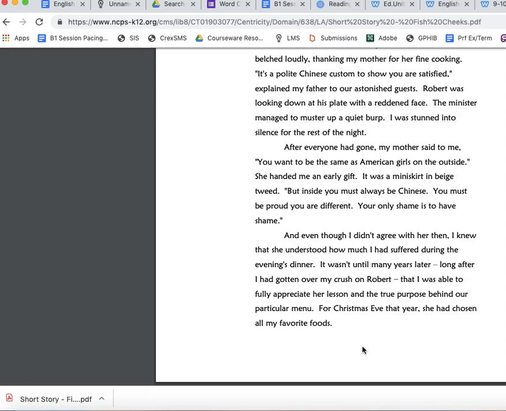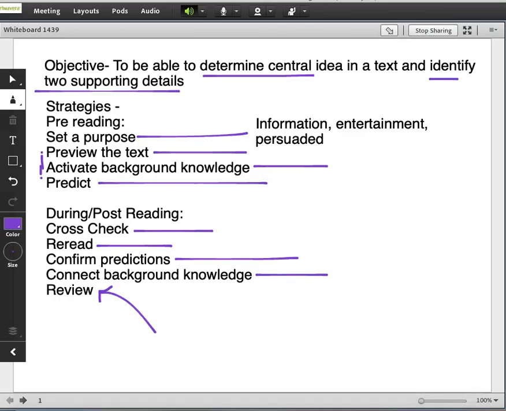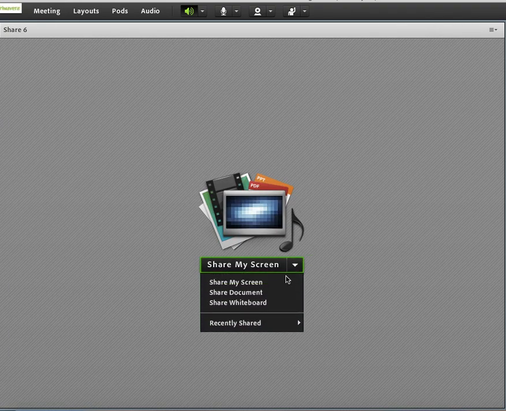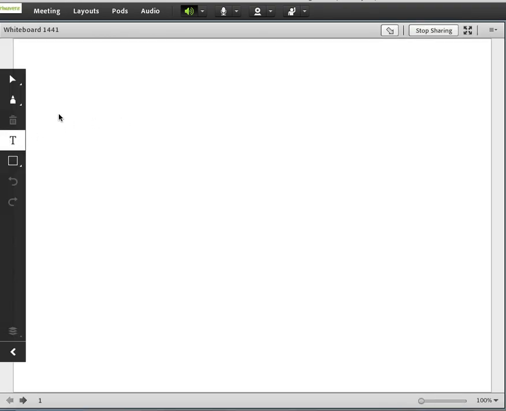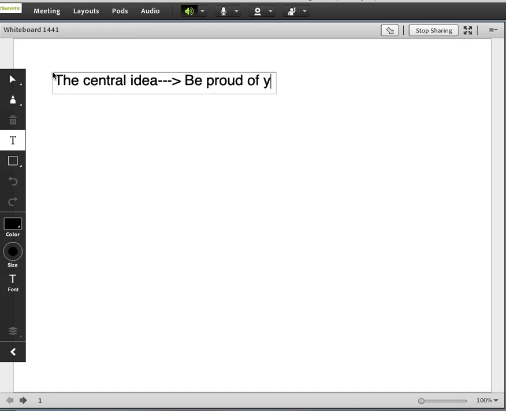So if we look at that as our central idea, I'm going to give us a clean whiteboard really fast. If we take the central idea of Fish Cheeks, be proud of who you are, right?